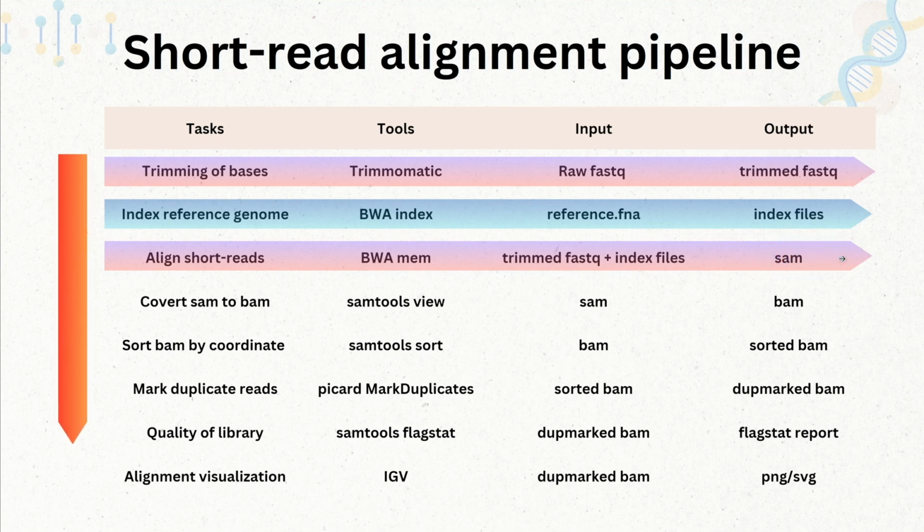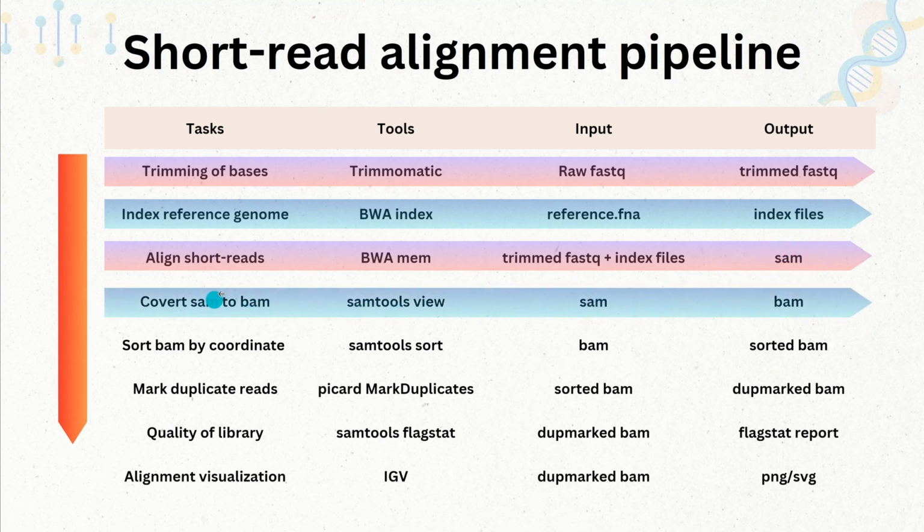In today's tutorial, we will cover most of the downstream processing of a SAM file. When we have a SAM file after alignment, we will convert this SAM file into the binary BAM file using SAMtools view. The input will be the SAM, output will be a BAM file. Next, we will sort this BAM file using SAMtools sort by coordinates. And this will generate another BAM file which is sorted.